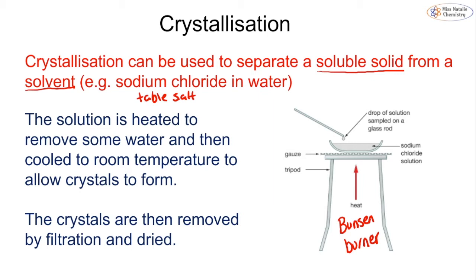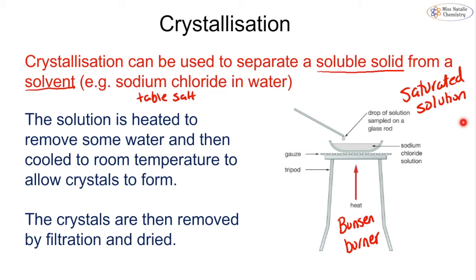Then what happens is we heat the solution in order to remove some of the water, probably about 3/4 of the water, and we then allow it to cool to room temperature. That then allows the crystals to form, and we then remove the crystals by filtration. Crystallization doesn't get rid of all the water when we heat it. We want to keep a small amount of the water, and we want to form a saturated solution, which we learned about back in topic 1A.